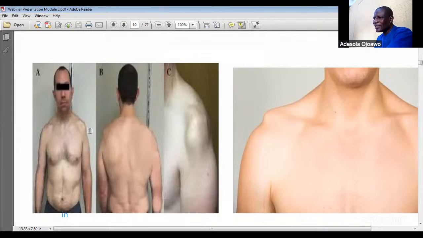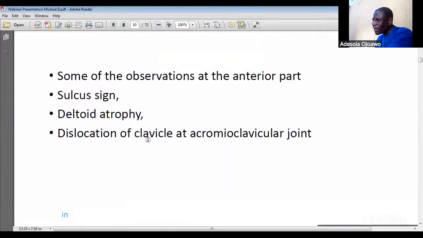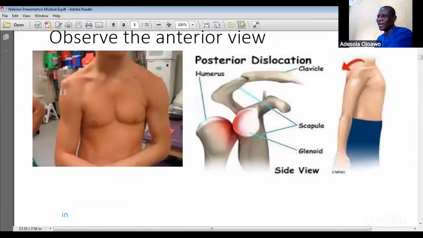You discover that the deltoid here has flattened off. But you do not see the sulcus. Look at this one, there was no sulcus here. They only see the atrophy of the deltoid. This is well shown here. There's no separation between the acromioclavicular joint and the head of the humerus, as we are seeing in the other joint here. I think you are following.